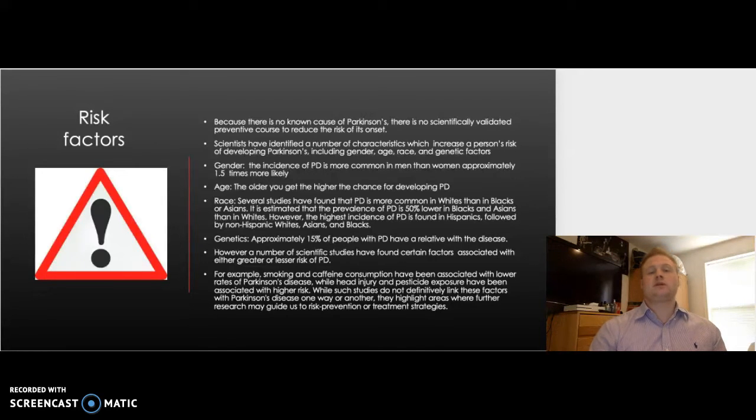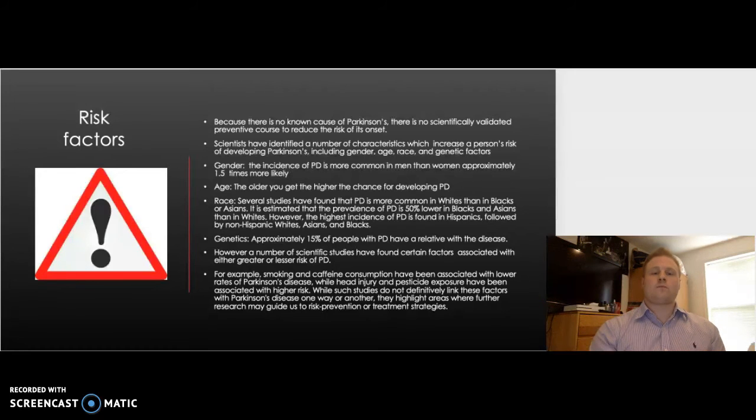For race, several studies have shown that Parkinson's disease is more common in whites than African Americans or Asians. It's estimated the prevalence is 50% lower in blacks and Asians than in whites. However, the highest incidence of PD is found in Hispanics, followed by non-Hispanic whites, Asians, and African Americans. Finally, genetics. Approximately 15% of people with PD have a relative with the disease. So if your grandmother, aunt, mom, or dad had PD before, you have a 15% higher chance of having PD.